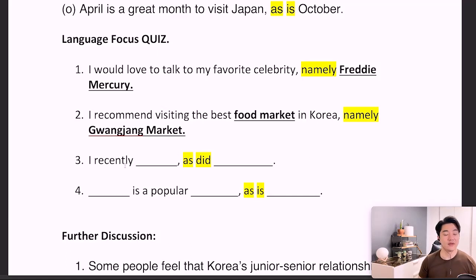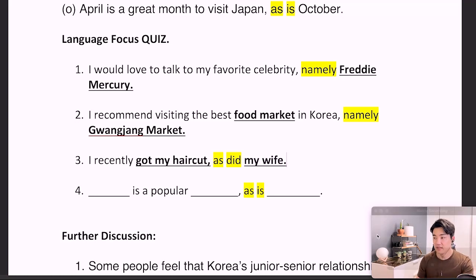So, I recently, let's say, got my hair cut, as did my wife. So, 나는 우리 와이프랑 마찬가지로 최근에 머리를 잘랐다. So, both my wife and I got haircuts.